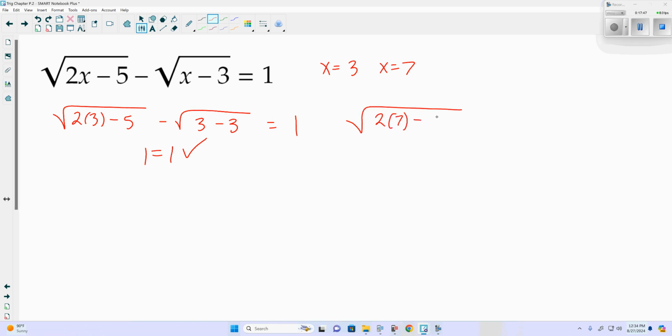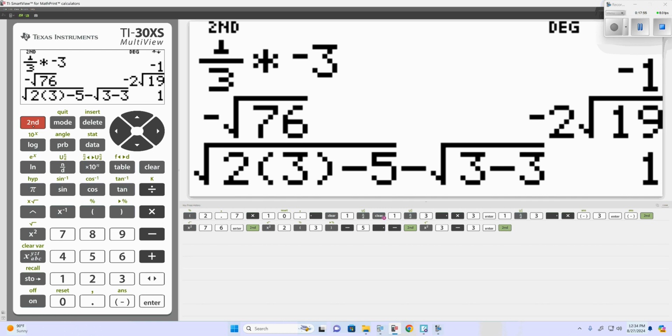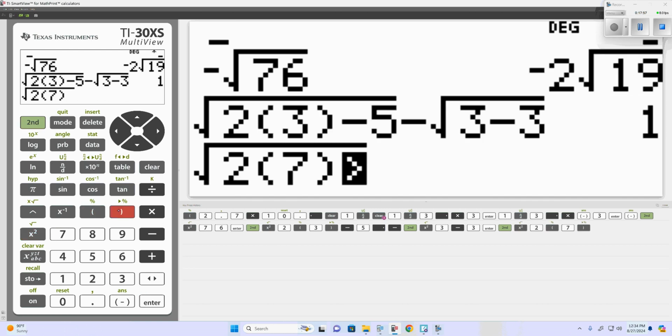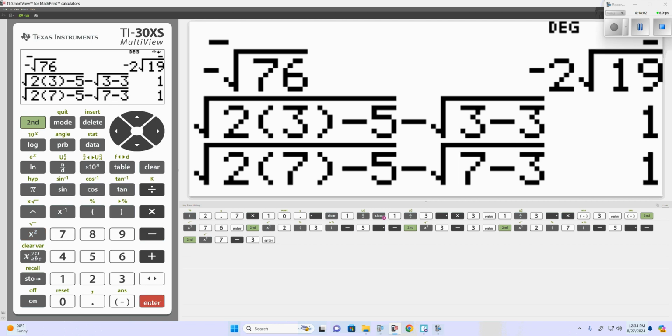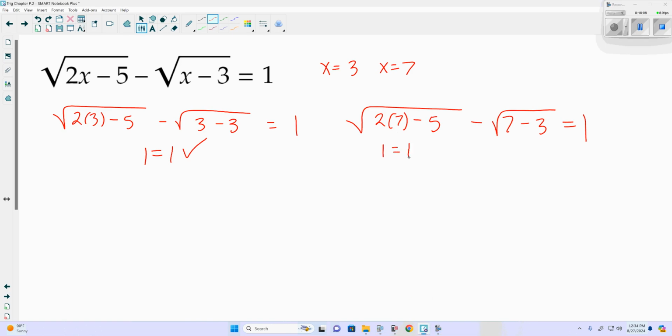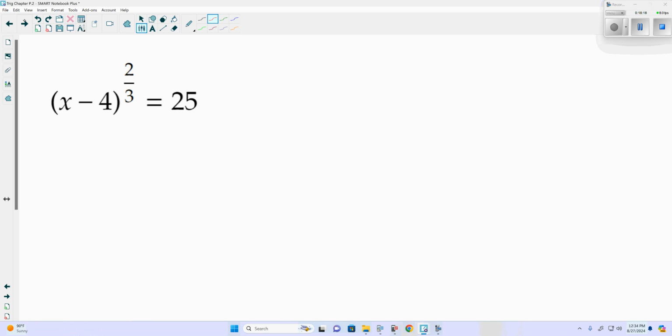2 times 7 minus 5 minus... And again, we can check it in the calculator. Second square root of 2 times 7 minus 5, minus second square root of 7 minus 3, which does equal 1. So both of those work. So it is good to go back and check and make sure that our solutions do work. Especially if we're talking about radicals and are squaring both sides, we will need to check those.